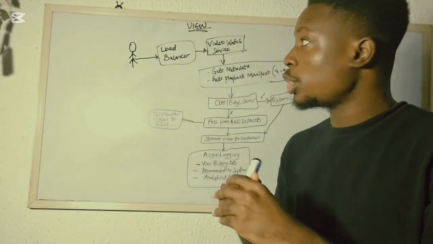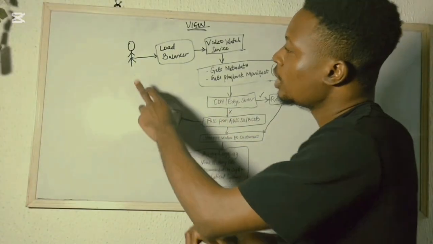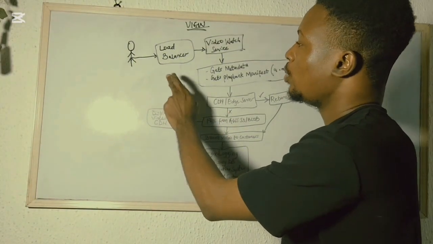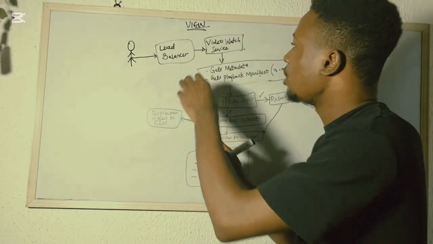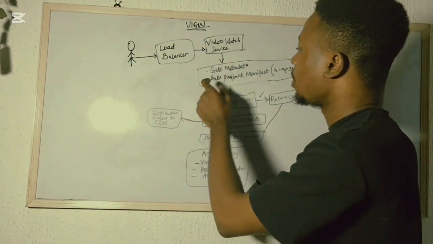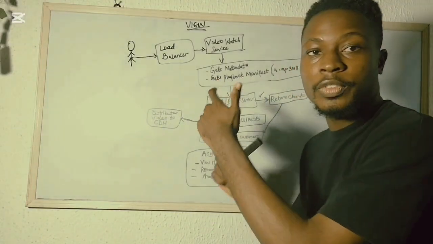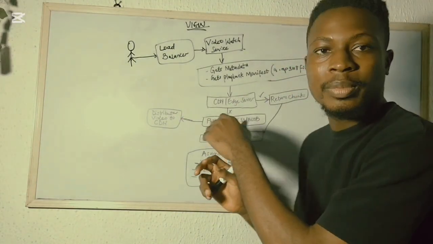So for the view functionality, let's say a user tries to click a video on YouTube. The request first of all hits a load balancer. After hitting the load balancer, the load balancer directs the request to the video watch service. Our video watch service now first of all gets the metadata of the video, like the title and description, and it gets the video playback manifest.